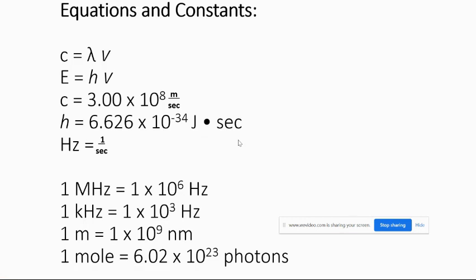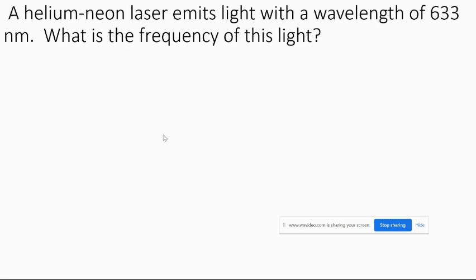Is that better? So this, the h, remember we talked about that yesterday. That's Planck's constant, and it's 6.626 times 10 to the negative 34 joule seconds. So these are on the same line. All right, now that you are armed with all that goodness, we are going to move on and do some problems.